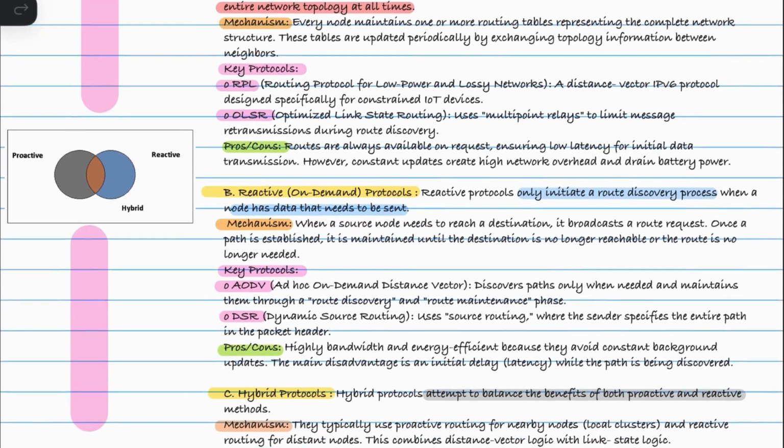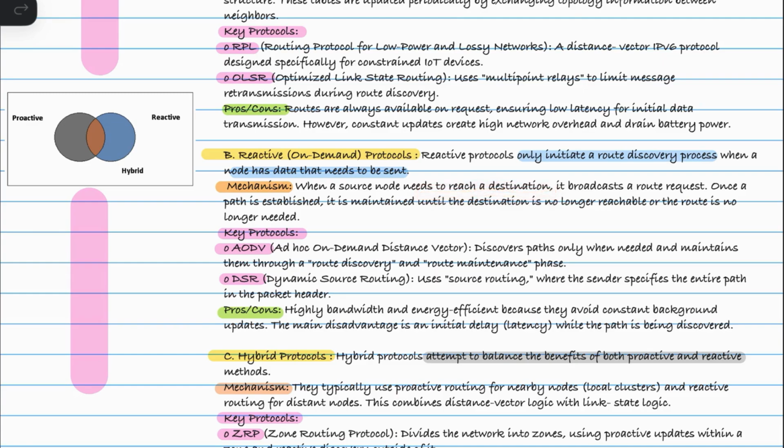Alright, so the sensor node needs to reach a destination, then it broadcasts a route request. Once the path is established, it is maintained until the destination is no longer reachable. So when a source node suddenly has a packet ready for transmission, it broadcasts a route request out to all the neighbors. The request cascades through the network until it hits the destination. Alright, so there are key protocols to remember.